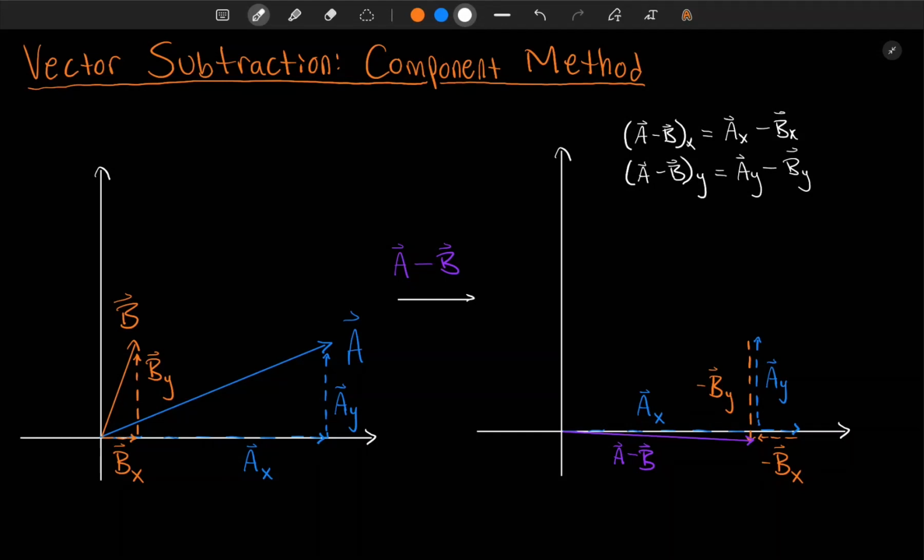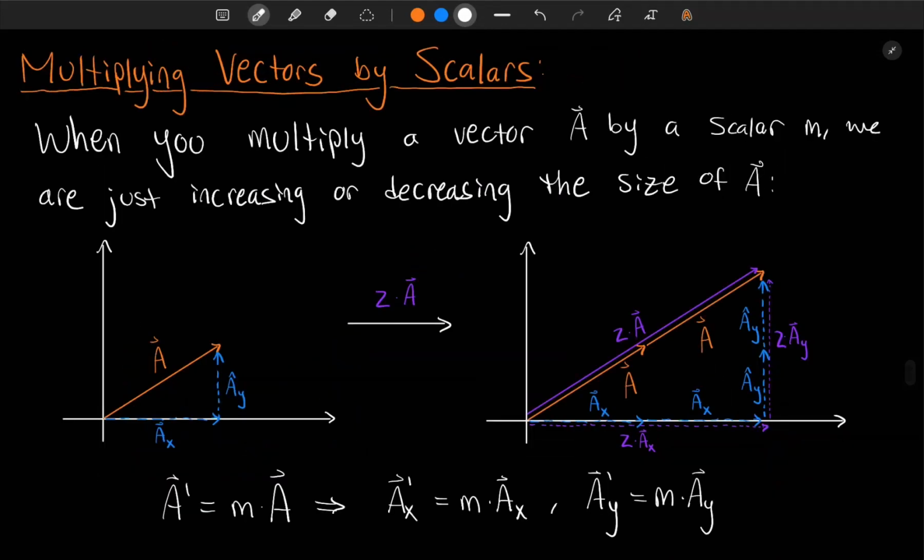Now, let's look at how you can multiply vectors. Firstly, let's see how you multiply vectors by scalars. So when you multiply a vector a by a scalar m, we are just increasing or decreasing the size of a. So here, let's say that we have a given by this orange vector. Then, let's say we have these x and y components as given by the blue dotted arrows, and we multiply a by 2. Then, all we do is we take each of these components, we make a copy of it, and we just put them tip to tail.